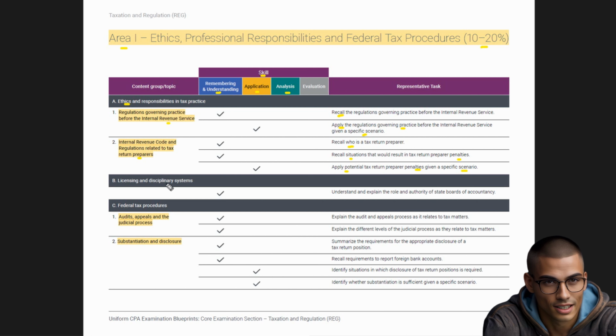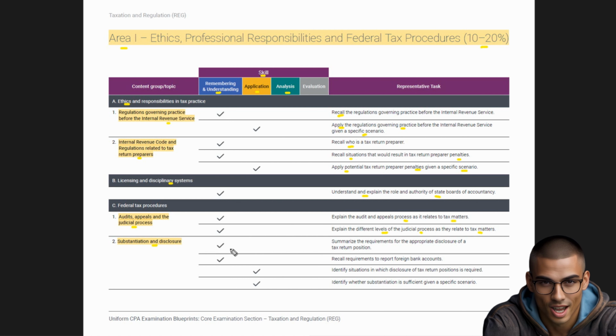Moving on to licensing and disciplinary systems, here you're going to need to understand and explain the role and authority of the State Board of Accountancy. Next, we have federal tax procedures related to audits, appeals, and the judicial process, where you'll need to explain the audit and appeals process as it relates to tax matters. You'll need to explain the different levels of the judicial process as it relates to tax matters.